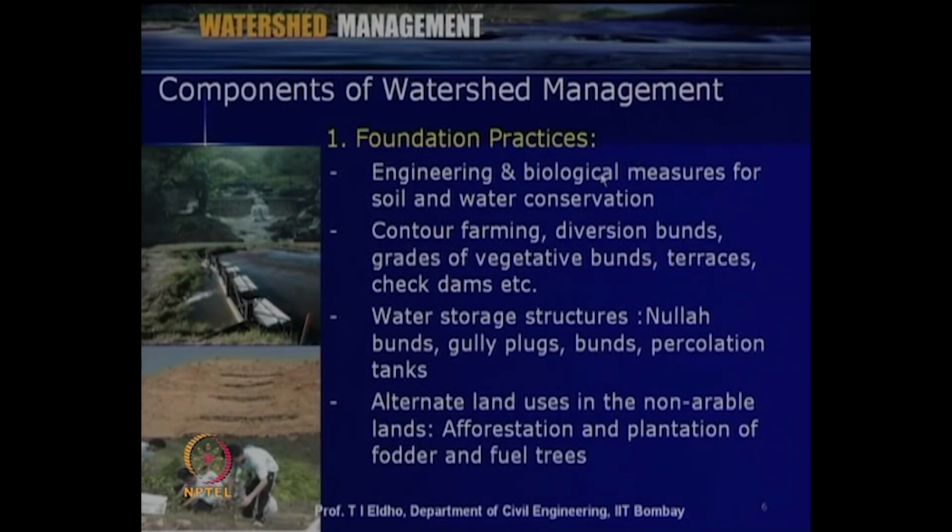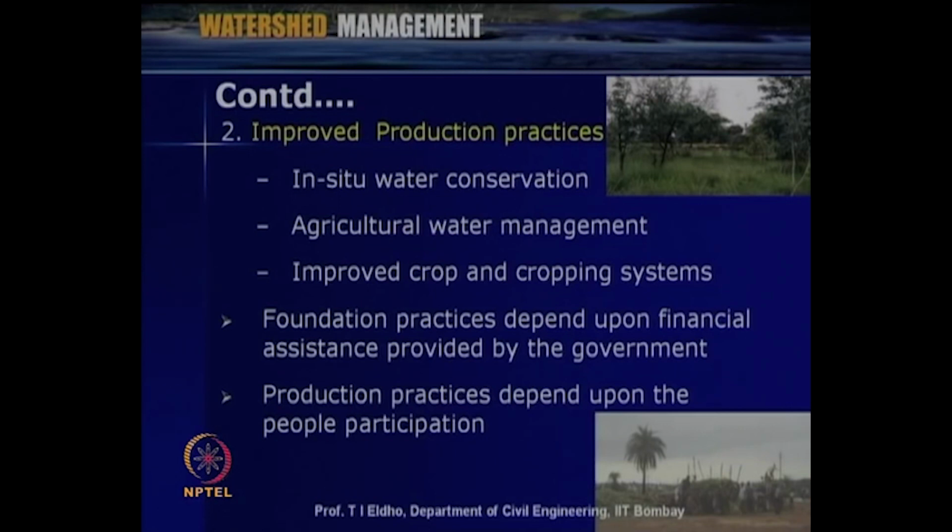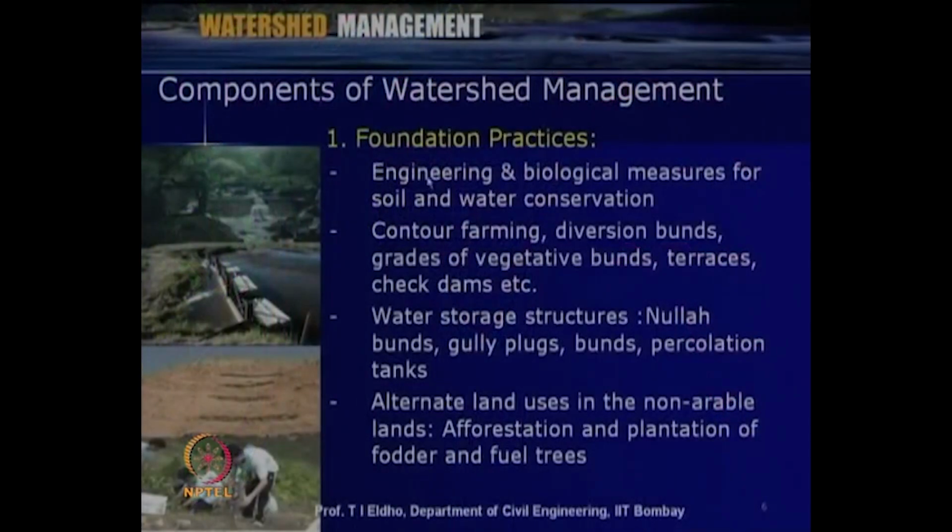So there can be two important components as far as watershed practices are concerned. One is foundation practices and the second one is improved production practices. Both can come together as far as watershed management practices are concerned. The foundation practices include the various measures which we undertake to have better resource utilization and optimal production of biomass and other aspects. Here I have listed various points, like engineering and biological measures for soil and water conservation, then contour farming, diversion bunds, graded vegetative bunds, terraces, check dams, etc. You can see that various structures are constructed in some watersheds. So this can be some of the foundation practices.